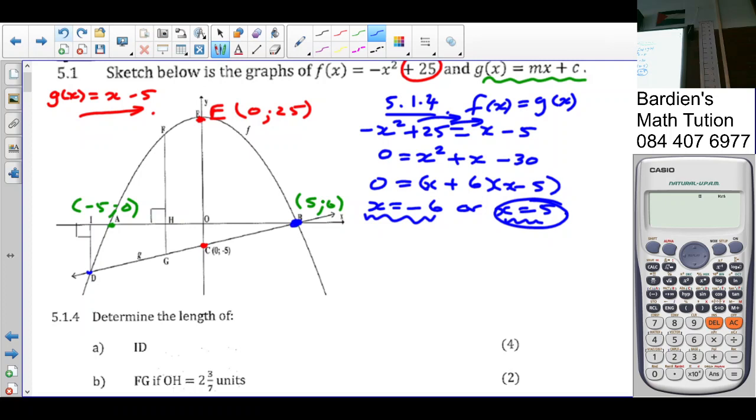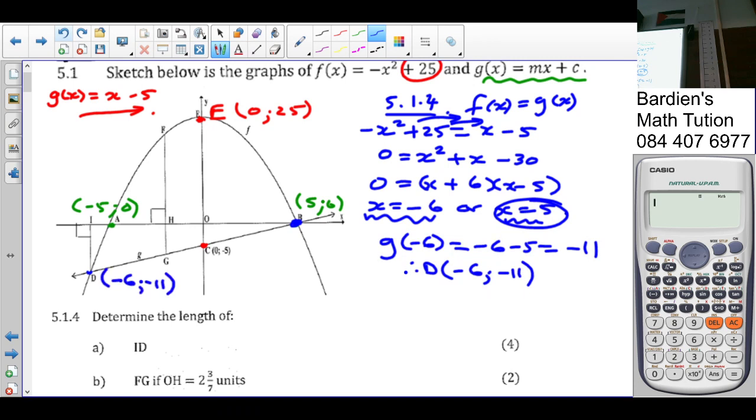So what do I do with negative 6? I substitute it into either f of x or g of x. We know that g of x is 5 minus x. So g of negative 6 is equal to negative 6 minus 5, which is negative 11. Therefore, the coordinates of D are negative 6 and negative 11. Did that answer the question? No. Therefore, the length of ID is 11 units. Any confusion at this point?